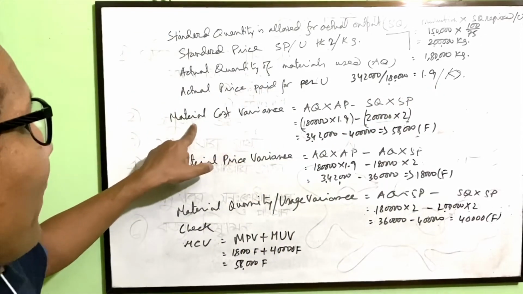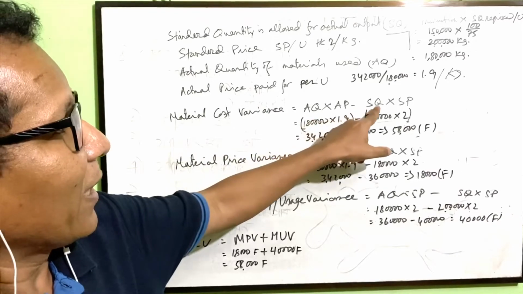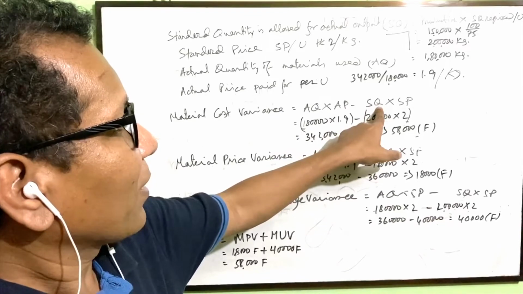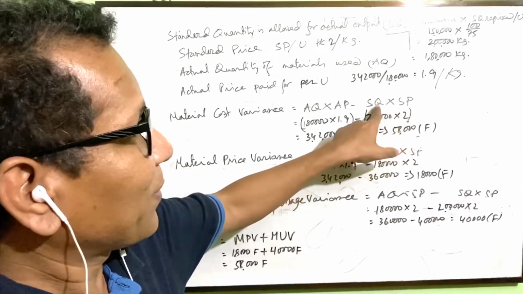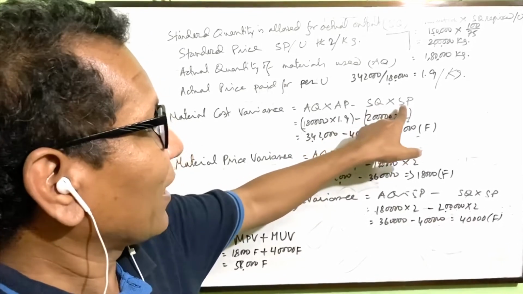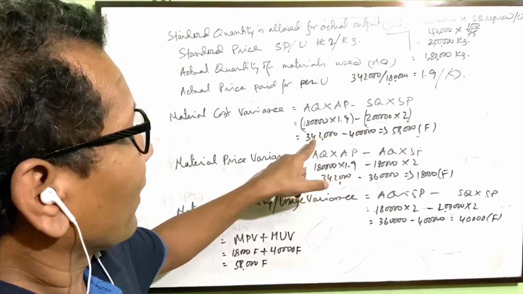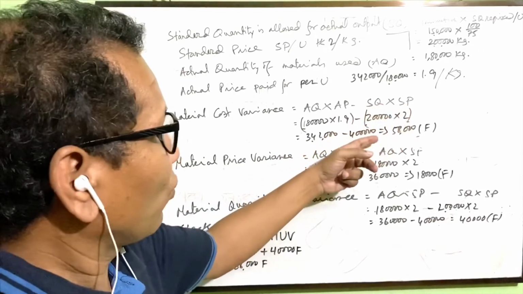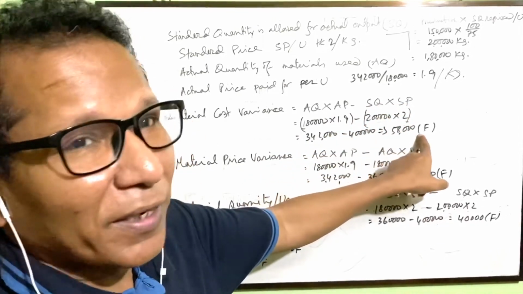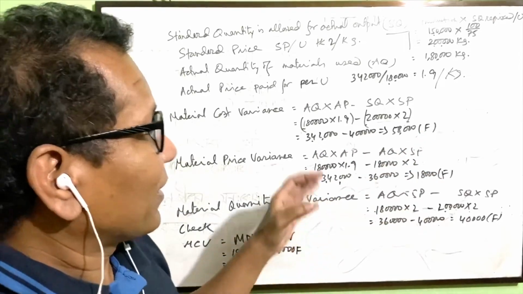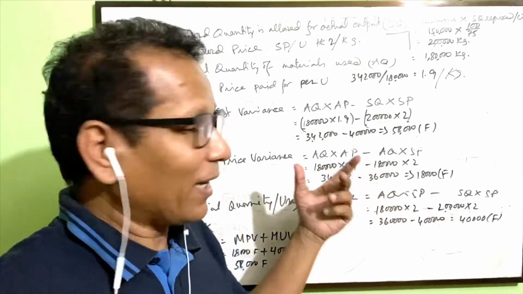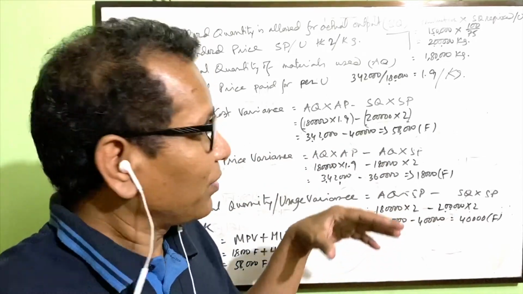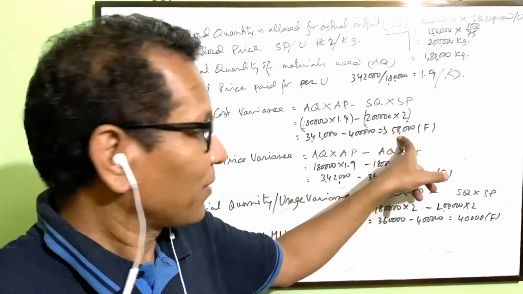Here is the solution. Material cost variance: AQ into AP minus SQ into SP. AQ is given, AP is given, SQ is calculated, and SP is given. So here actual quantity and actual price is lower than the standard quantity and standard price. So here is favorable variance. We know if standard is set higher and actual is lower than the standard figure, we are in favorable variance.